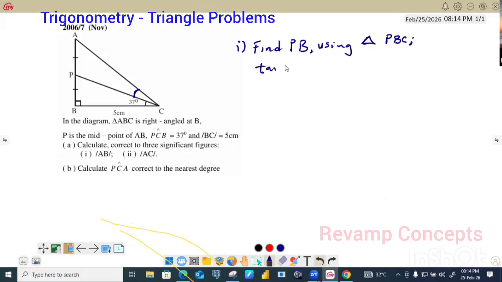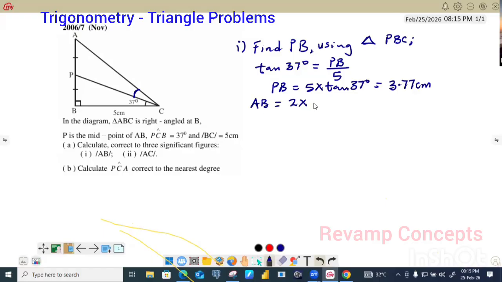So we can say tan 37 degrees equal to PB over 5. So therefore, PB will be equal to 5 multiplied by tan 37 degrees, and that will give us 3.77 or so, 3.77 centimeters, but that's not the final answer because we are looking for AB. AB equal to 2 multiplied by PB.